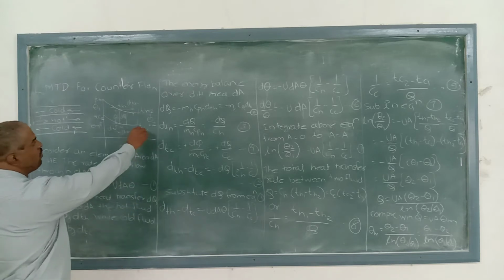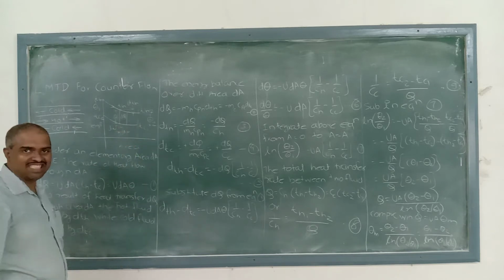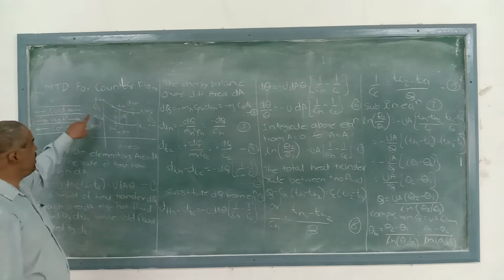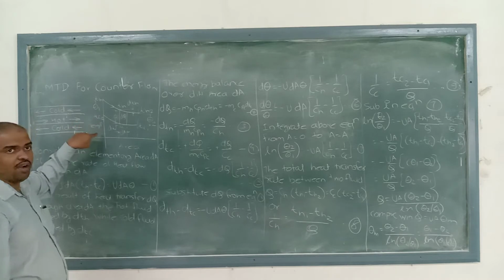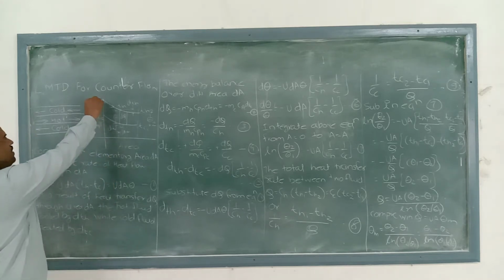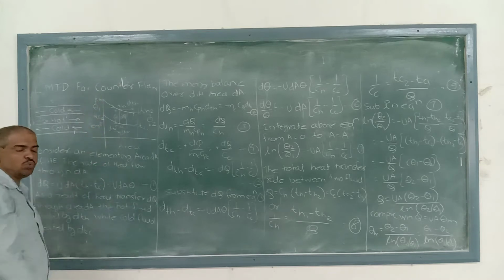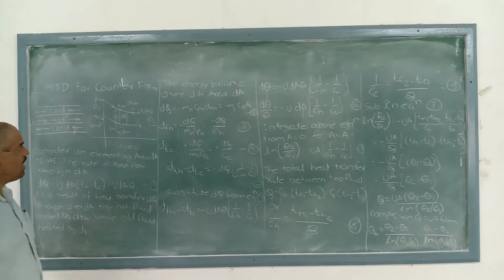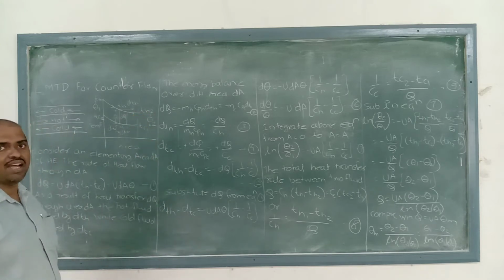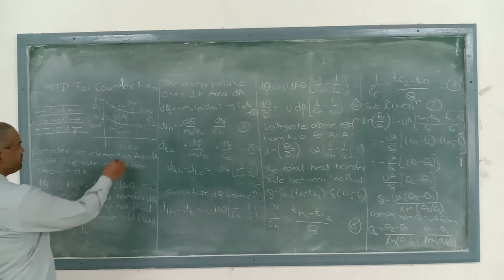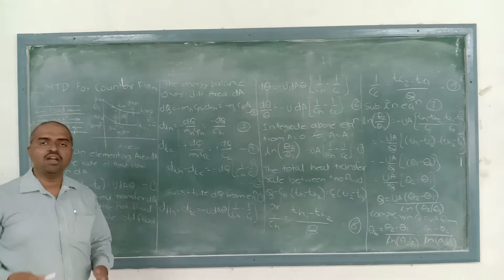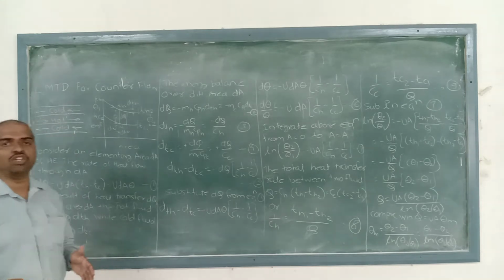In the same way, the cold fluid enters at the second point. We call it TC1, and it exits at this point, which we call TC2. Now the difference between TH1 and TC2 we call theta1, and the difference between TH2 and TC1 we call theta2. This is the overall temperature change in the heat exchanger.